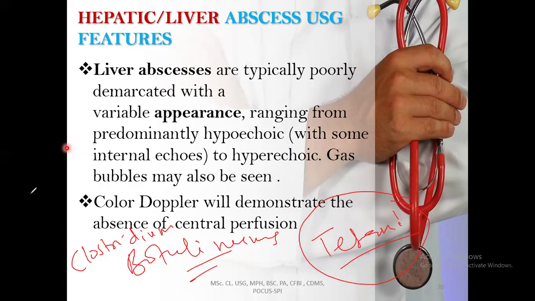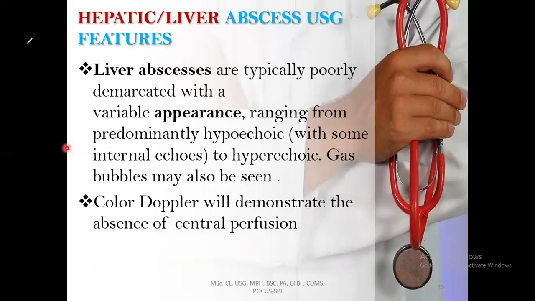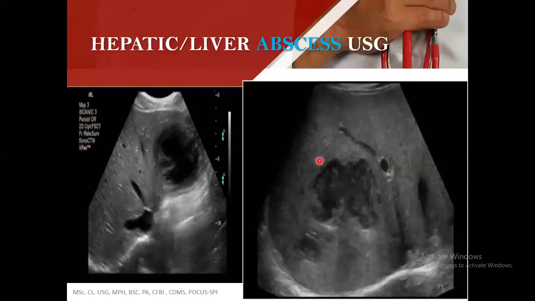So when you put Doppler on, the cells will not show blood flow because they are dead. But the wall may show flow, though not all the time. But central perfusion may not be there, because the cells are dead. So you see a hepatic abscess. That's the liver, very nice liver over there, but there is an abscess over here. Have you seen the wall is not nice? It's like a zigzag wall.